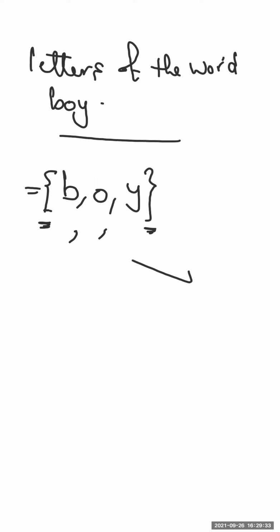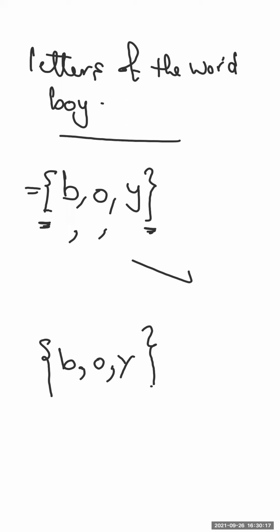Listing method is to list the elements of the set between two braces, like what we explained right now. Just write the elements inside these two braces, like the letters of the word boy. So write down the letters B, O, Y. And then between every two elements, place a comma. So this one is the listing method. By listing method we mean listing the elements of the set between two braces, and then placing a comma between every two elements.